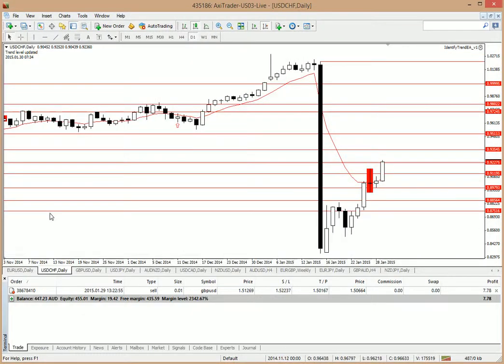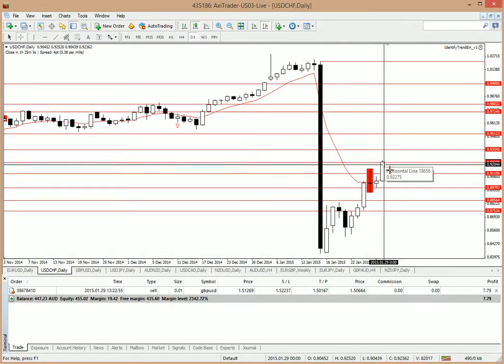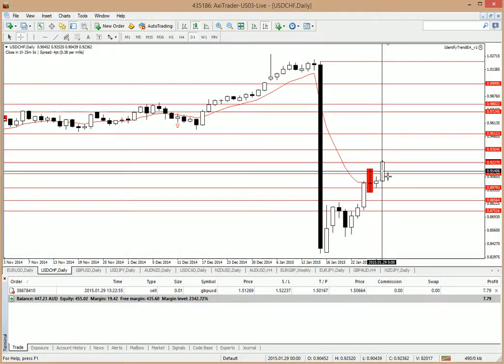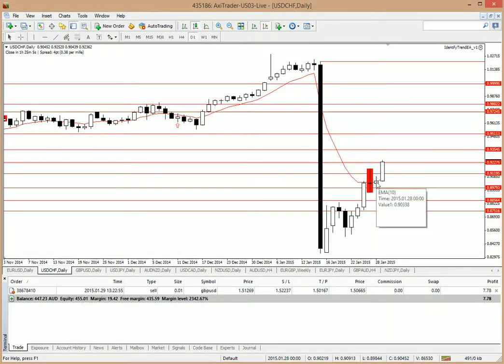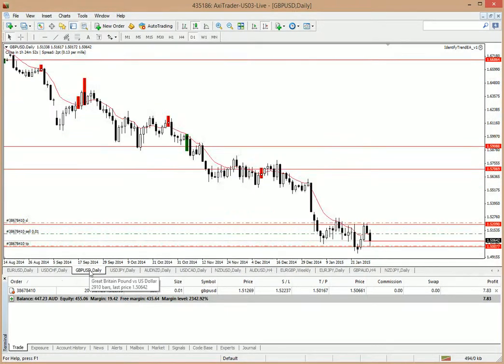We did look for a retracement back, so we were hoping for this particular candle here to pull back a little bit, go under this pin bar here, and then rally back up. But yeah, alas, we kind of forgot about that.